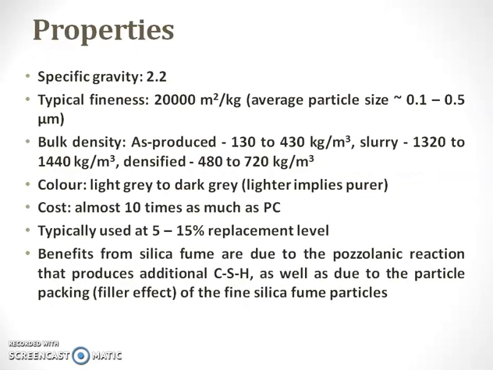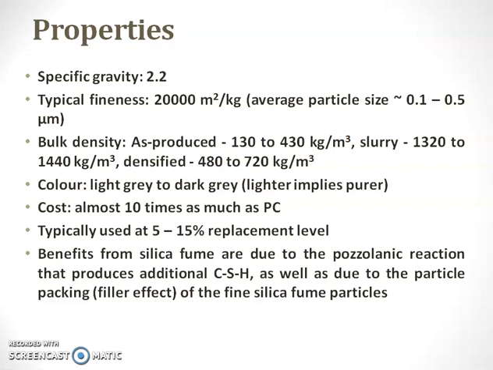Coming to the properties of silica fume, its specific gravity is 2.2, the fineness is 20,000 square meters per kg, and the bulk density as produced is 130 to 430 kg per cubic meter. If it is in slurry form, the density is greater, and in the densified form, it is lesser than the slurry form. When it is in powder form, it will be much lower compared to the densified form.